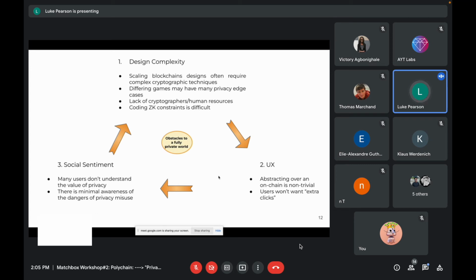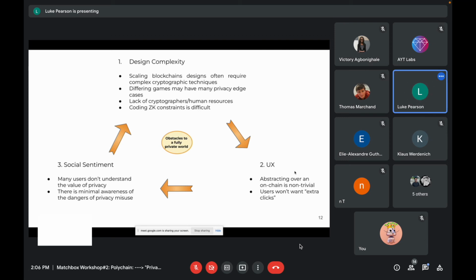Well, the first is scaling blockchains, these complex cryptographic techniques. It takes some time to learn them. Different games have different privacy edge cases, so they'll need to be particularly composable. There's no human resources to go and build these. I guess a lot of the problems I've stated are pretty abstract from what Starknet's achieved, and then coding all of these is difficult anyway.